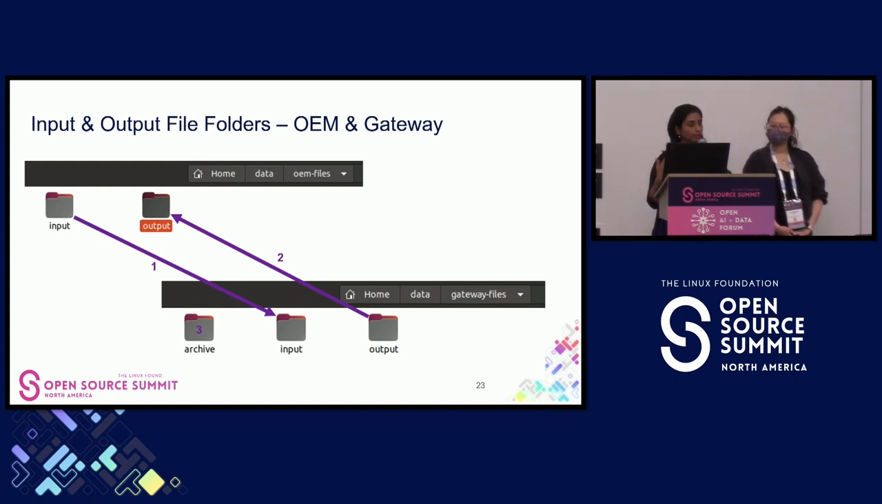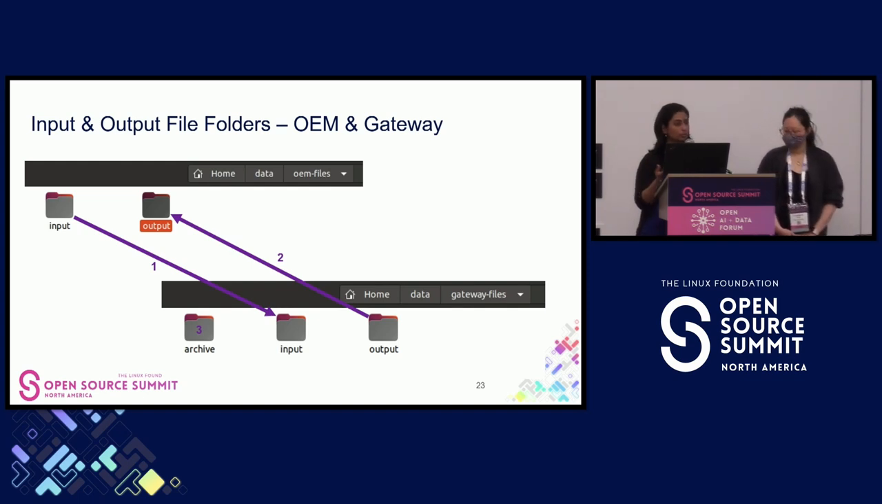And then our AI pipeline applies the models, processing happens, and all the output gets saved in the output folder of the gateway files. And then our AiCSD solution automatically transmits all of that from the output of the gateway to the OEM files. Now, we don't want to be storing all these images on the gateway side, so we archive them and then delete all these images from the input and output folders of the gateway machine.